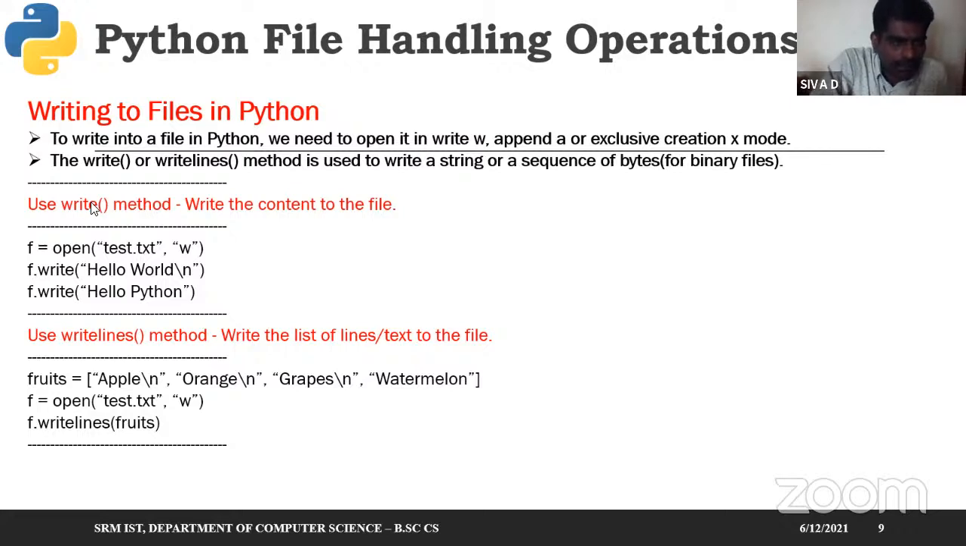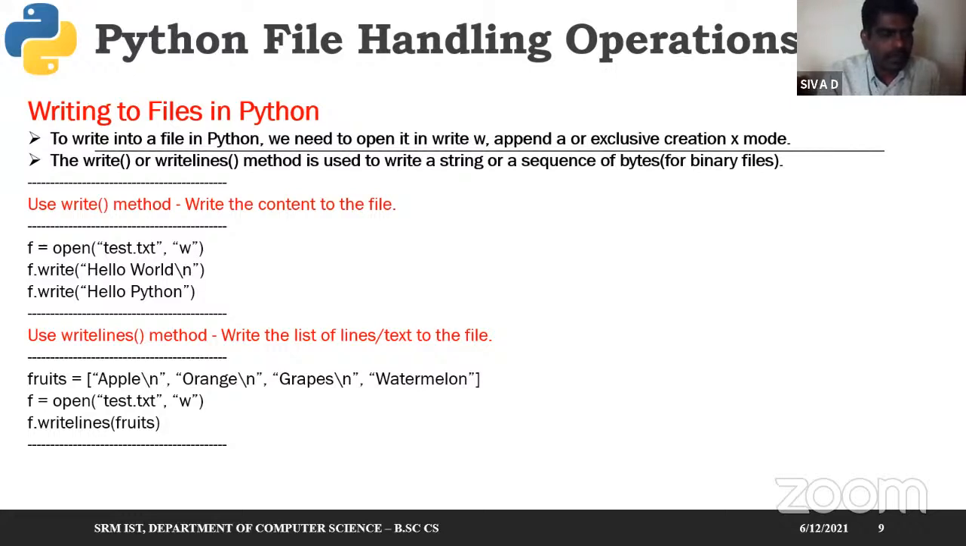So first of all, if you want to write content or some data into the file, you can make use of a method called write, either write or writelines based on the conditions. First look at the write method. For example, before writing something to the file, you should open the file in write mode: f equal to open test.txt, comma w. That means test.txt is my file for writing purposes. That is the meaning of the first line.